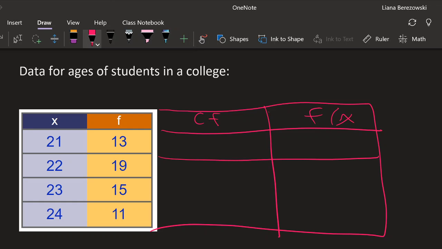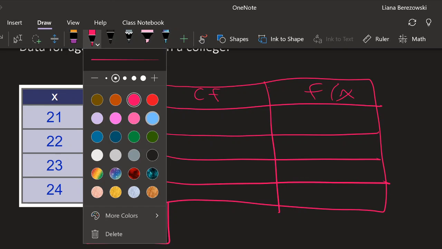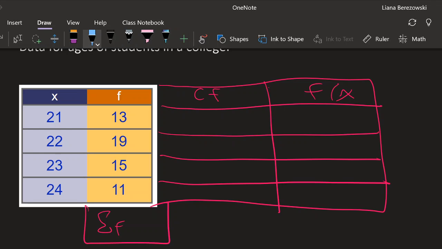Okay, and this time what I'll do, I think, is do that in one color, and then I'm going to change colors for what we write. So frequency, sum of frequencies. All right, so let's say blue. Okay, so this is my data, right? I have my scores and my frequencies. I want to fill in the blanks here.